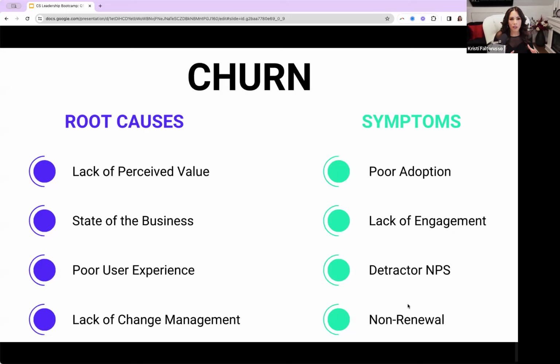So when I start to see companies bucket churn or risk reasons, what I don't see a lot of is focus on the root causes. I see a lot of emphasis on the symptoms, like they've got poor adoption, or there's lack of engagement. They won't return my emails. They don't show up for my calls. They've ghosted me, or I've got a detractor NPS.